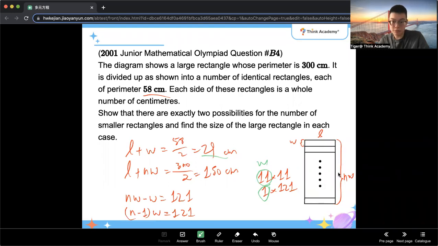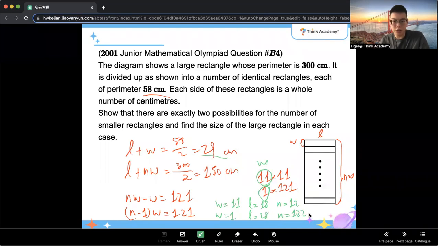So n times the width is going to be 132, which means n is going to be 12. So when width is 11, the length is 18, and n is going to be 12. When width is 1, the length is 28, and n is going to be 122.